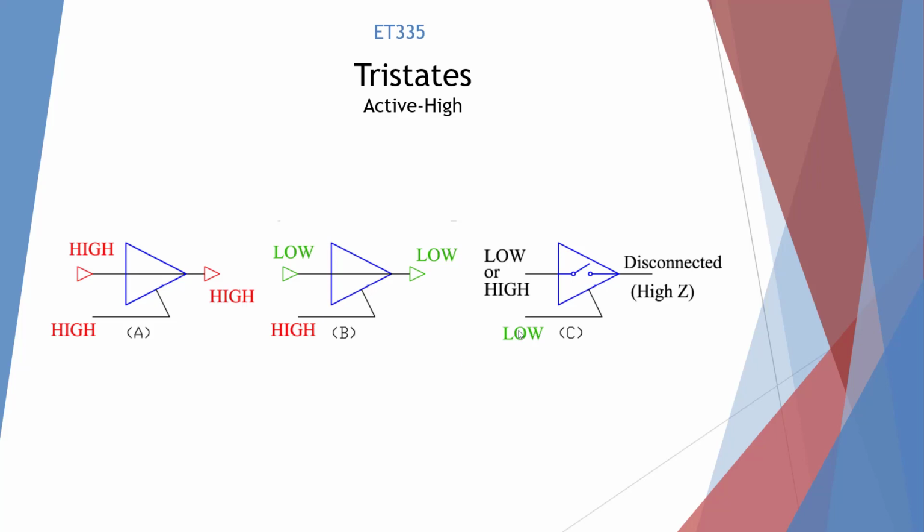If we put a low on the enable, it's going to be disabled. So it's going to be disconnected, or what we call high Z, high impedance. So it's going to act like an open switch and disconnected from the bus. So no matter what we put on the input, it's not going to pass any data.